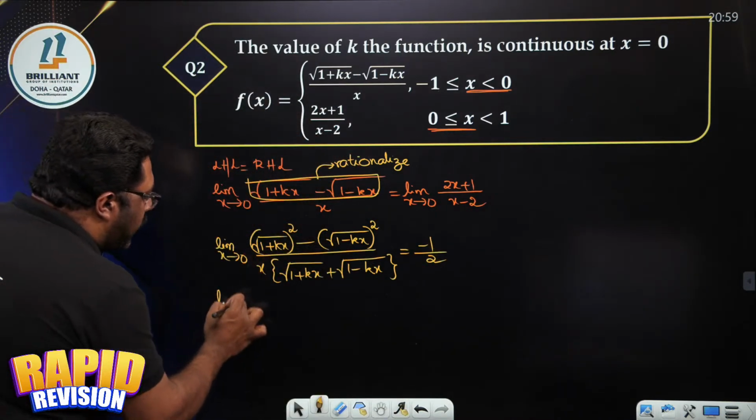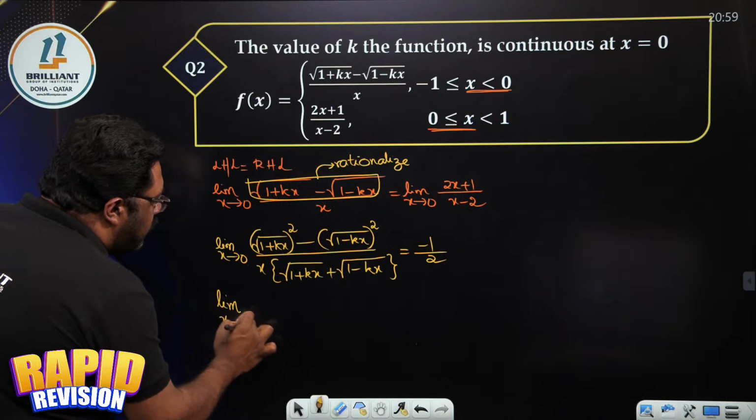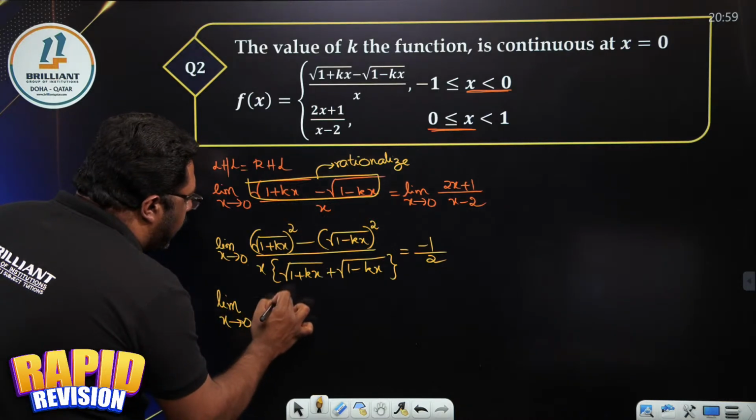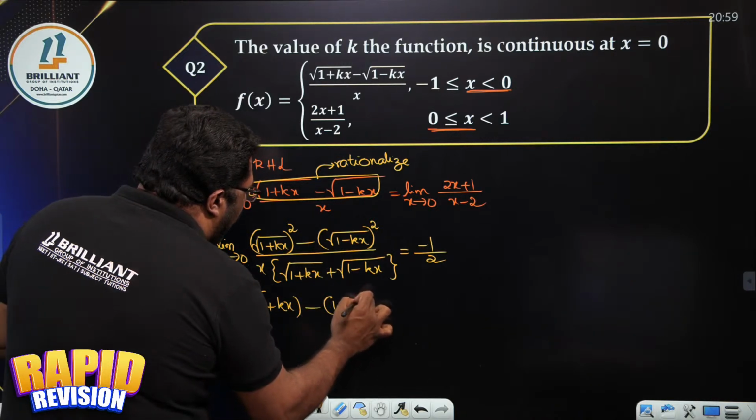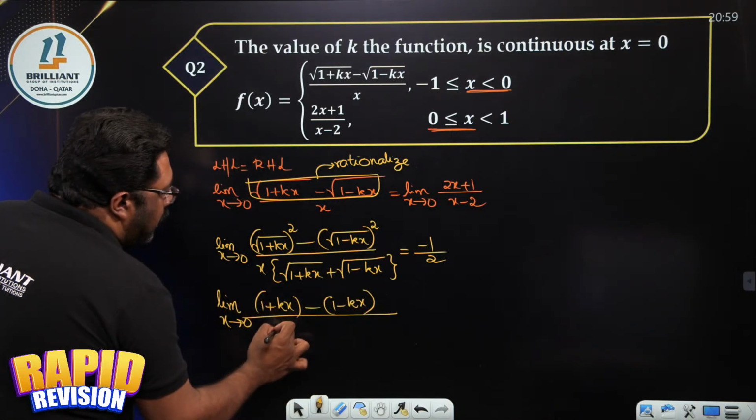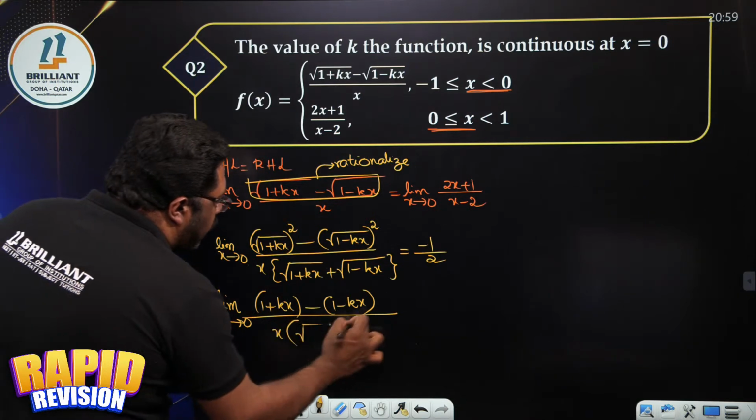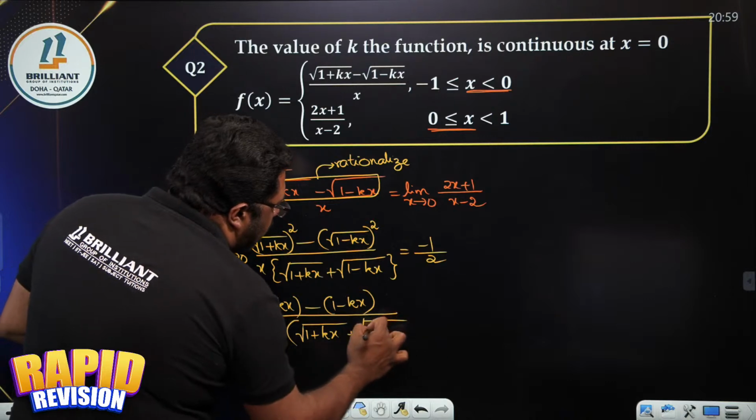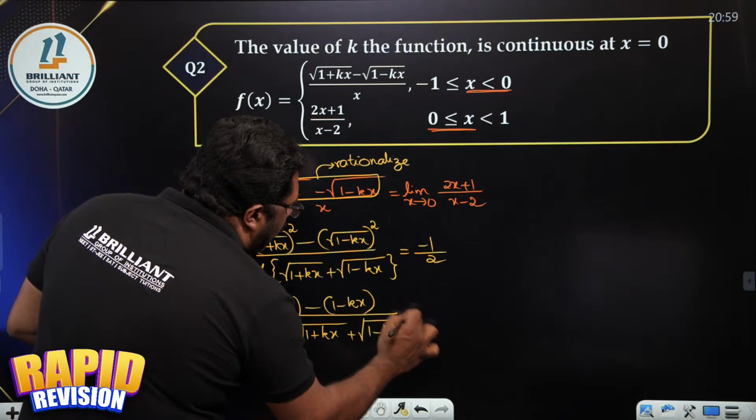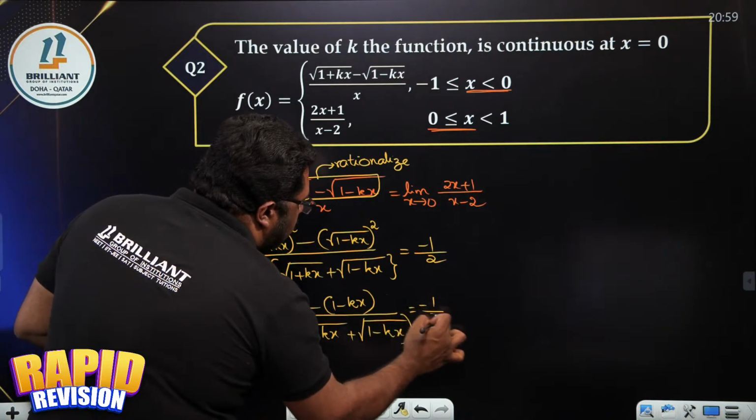Now, numerator, simplify it, square root and square, we'll make it (1 plus kx minus 1 minus kx) divided by x into (square root of 1 plus kx plus square root of 1 minus kx) is minus 1 by 2.